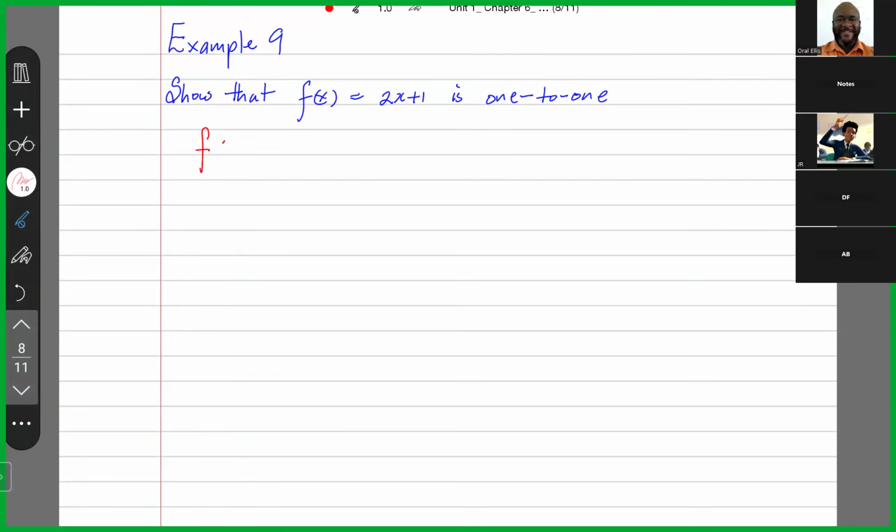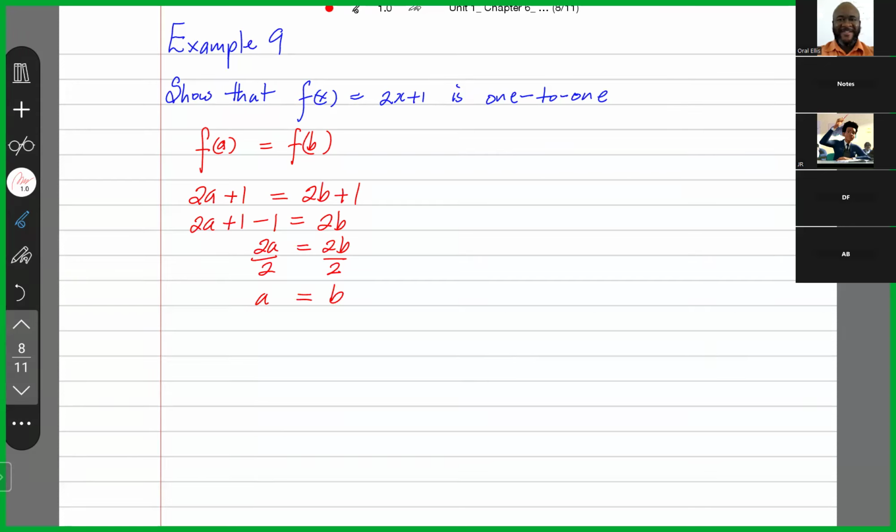Approach 1 says we need to make f of a equal to f of b and then see what happens. Now, f of a is actually 2a plus 1, and this is equal to 2b plus 1. Now, 2a plus 1 minus 1 is equal to 2b plus 1 minus 1, and 1 minus 1 is 0. Therefore, 2a is equal to 2b. Then, if I divide both sides by 2, I'm going to get a is equal to b.